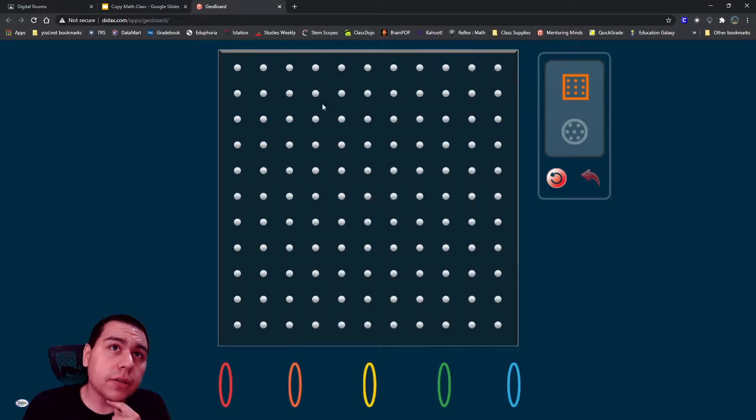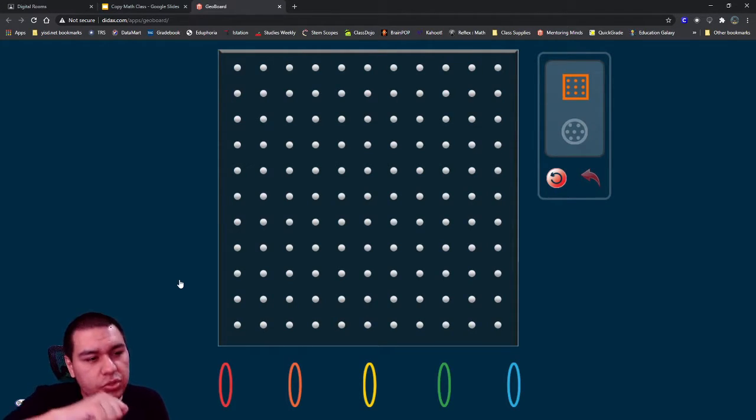If I click over here, I can change it to a square. This is the one that I want. I'm going to click on the square one. Now normally if I had one of these right here in front of me, I would take some rubber bands and I would stretch them out and I would put them around these pegs. But I don't have one in front of me. So I'm going to use these ones.